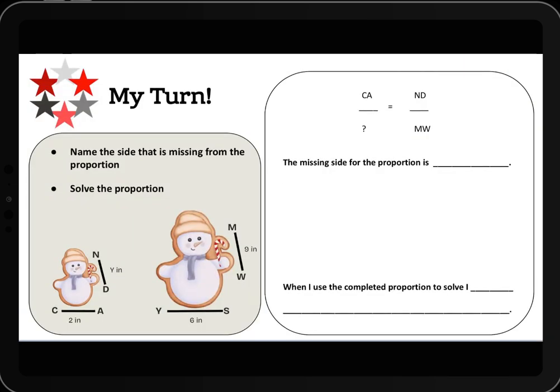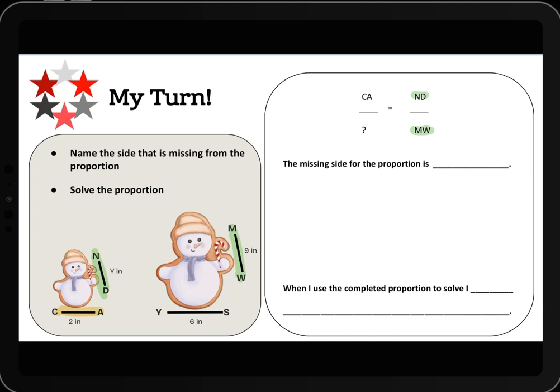We have these other snowmen, and it looks like they've identified 3 segments. We've got ND. Again, ND is right here, and they are comparing that to its corresponding side on the other figure. So here we have CA, and we have to identify its corresponding side, which is going to be, in our case, YS, right? YS is right there. So again, we plug everything that we know about CA in. That's 2. YS is 6. We do know what it is. It's 6 inches. What we don't know is ND. That's the variable Y, and we're dividing by 9.